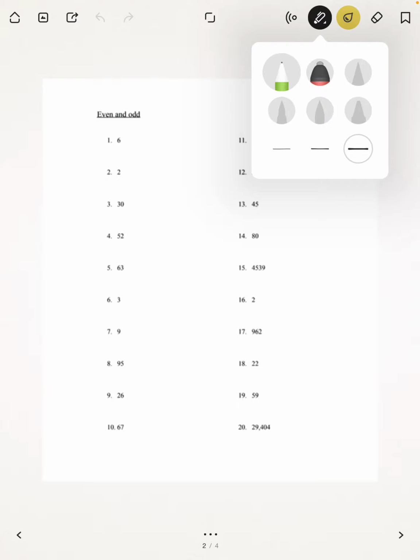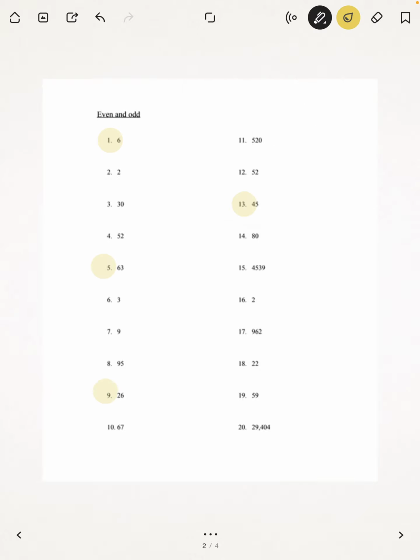Okay, even and odd. Even means it's divisible by 2, and odd means it's not divisible by 2. So 6, it is divisible by 2 because 3 times 2. If there's 2 numbers I could multiply to get that number, then it is an even. So there's 3 times 2, 2 times 3, yeah, so this one would be even.